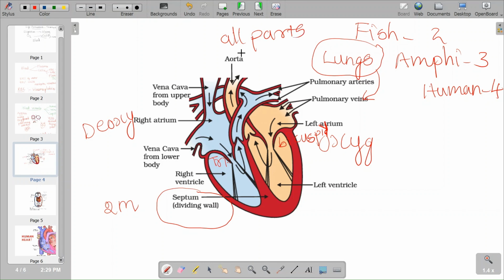To all parts of the body, we will get the oxygen rich blood. And at the base of the aorta also there is a valve. What is the name of that valve? Aortic valve. So I will explain it again.